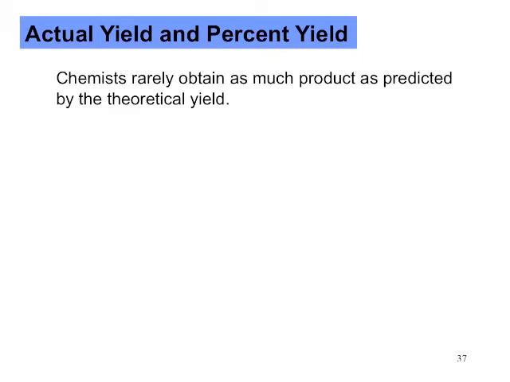But there's another reason, and that is sometimes the product that you make reacts further. One way is that the product can actually sometimes react to reform the reactants, right, in a closed loop.